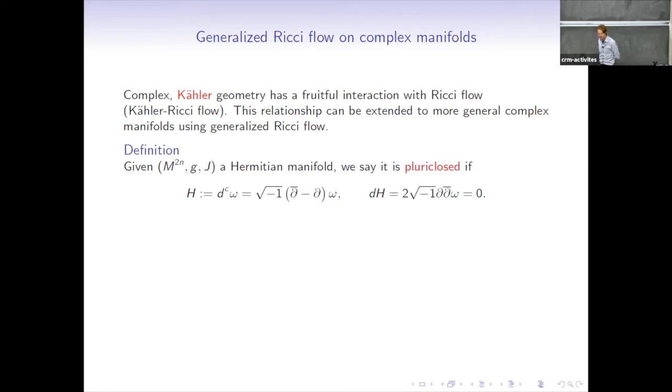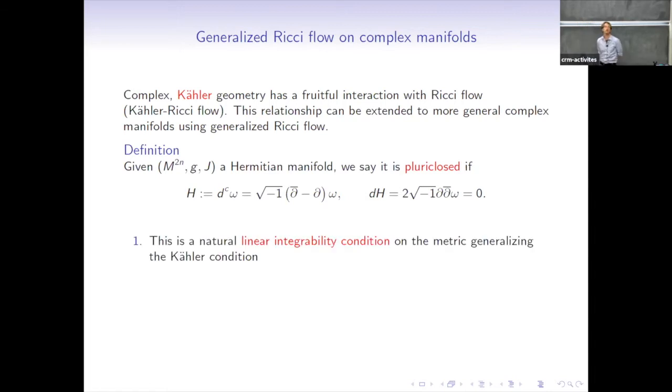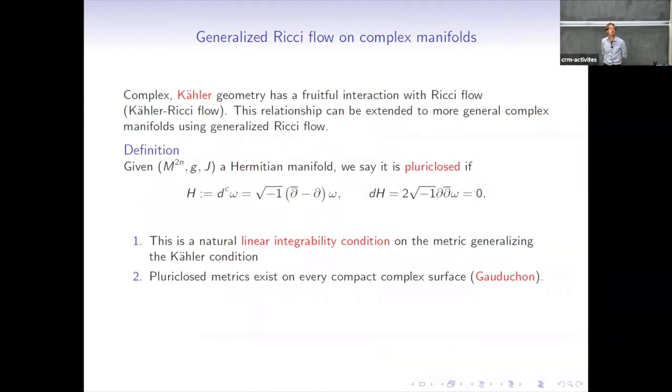We already had this definition once today, but if I fix a Hermitian manifold, M, g, J, we call it pluriclosed if I take d^c omega, I call that H, this is the natural d^c operator, and then I just ask that H be closed. We also call this strong Kähler with torsion. This is the only natural linear integrability condition once we move past zero. And there's a well-known result that you can construct pluriclosed metrics on every compact complex surface.